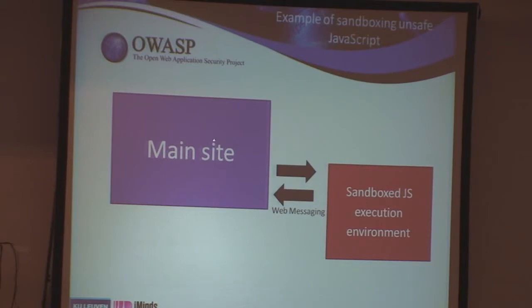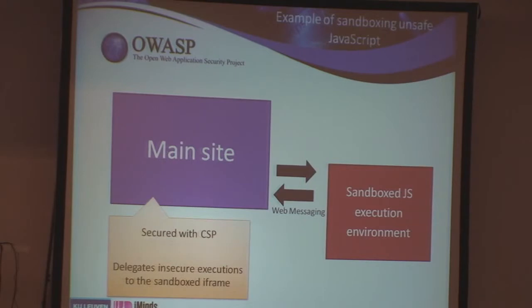And what you will do is, from the main site, delegate all the unsafe executions to the sandboxed environment, and whenever they produce any result, you will get it back as a web message, via web messaging or postMessage, to the main site. So the idea is that you delegate all the untrusted things to something that is much more contained relative to your own web origin, and it can do whatever execution you want, and what you get back is sanitized. In order to do that, you're securing your main site with CSP, and then you're delegating all the rest to the sandboxed environment.